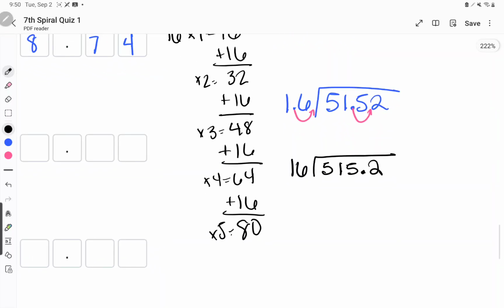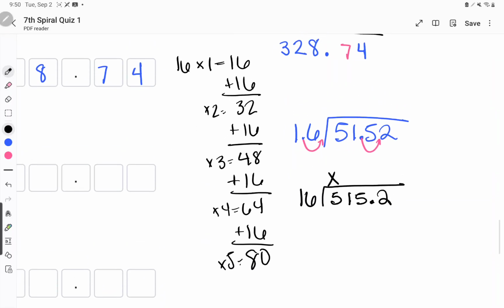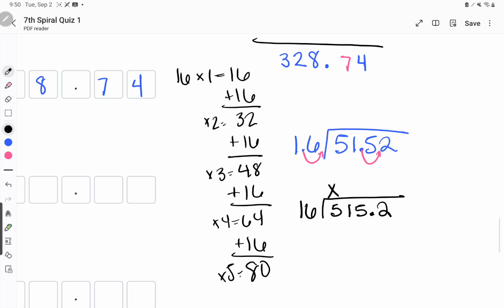All right, so 16 does not go into 5, but it does go into 51. How many times, looking at your list, would it go into 51? That would be 3 times because of this 48 right here. So we see right here that 3 times 16 gives us 48. Subtract, and that gives us 3. Drop down your 5. 16 goes into 35. How many times? 2.